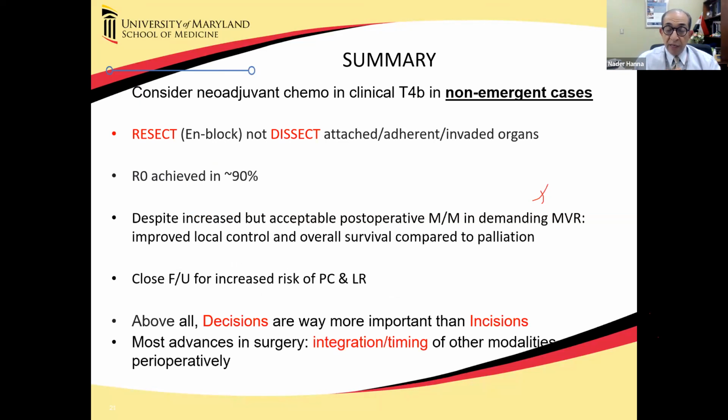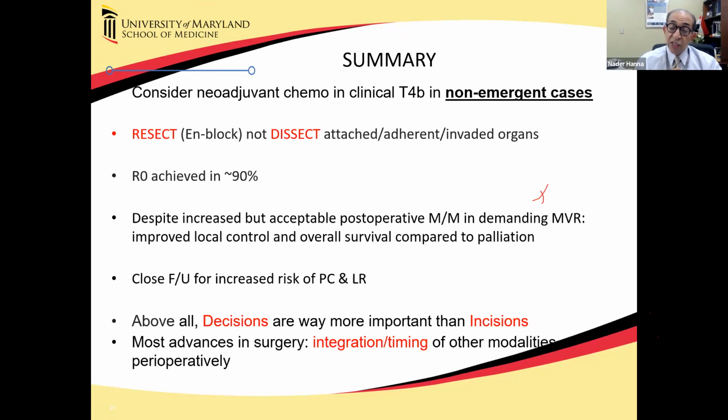R0 is achieved in 90% of cases, despite increased but acceptable postoperative morbidity and mortality and demanding multivisceral resection. There is improved local control and overall survival compared to palliative approaches only. Close follow-up for increased risk of peritoneal carcinomatosis and liver metastasis is absolutely important. And in very advanced cancer cases, above all, decisions are way more important than incision.